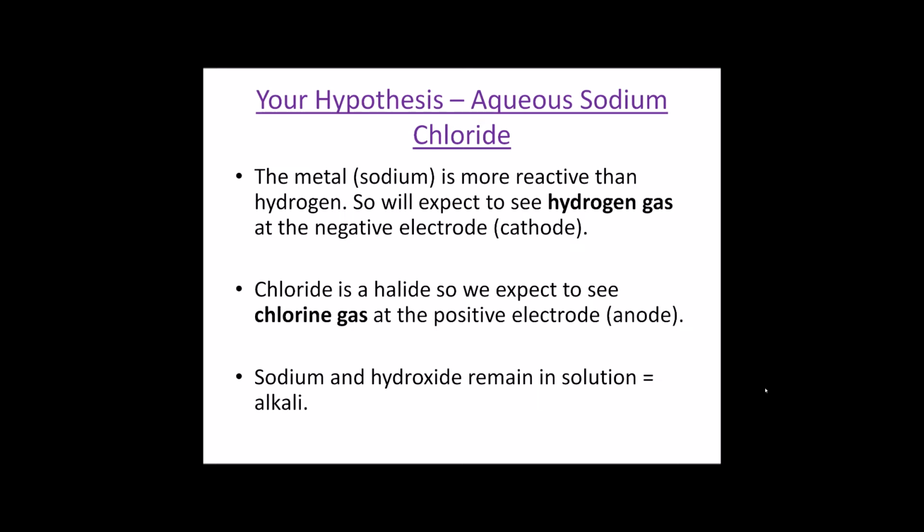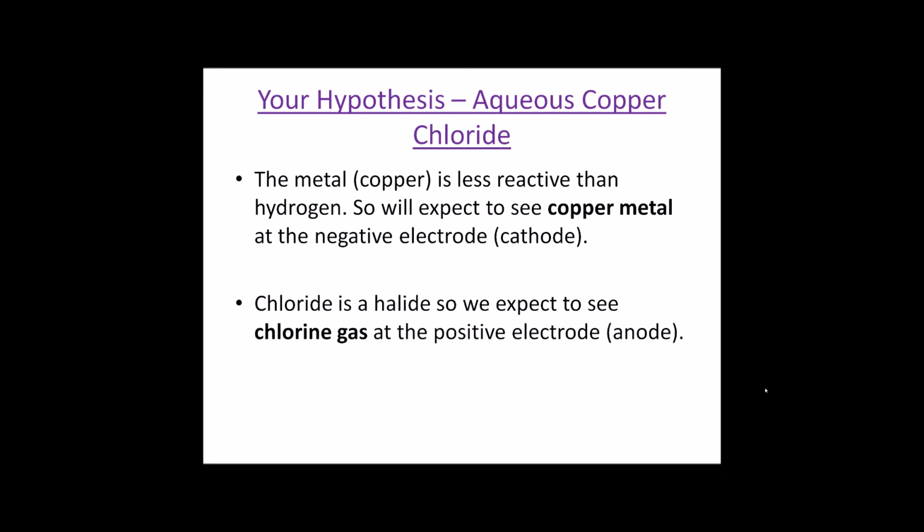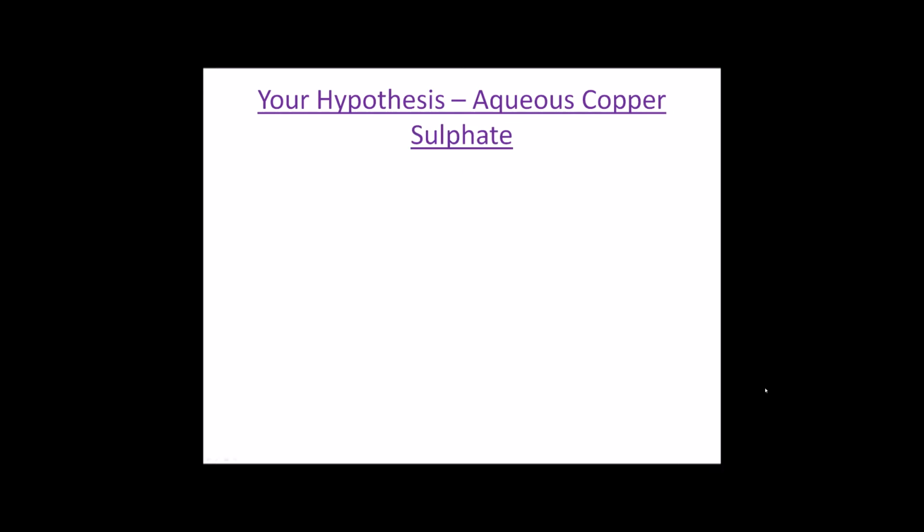If we were going to do a hypothesis for copper chloride, it's slightly different. Okay, this time the metal copper is less reactive than hydrogen, and because it's less reactive, we're going to expect to see copper metal being formed at the negative electrode. But we've still got chloride as a halide, so we're still going to expect to see chlorine gas.